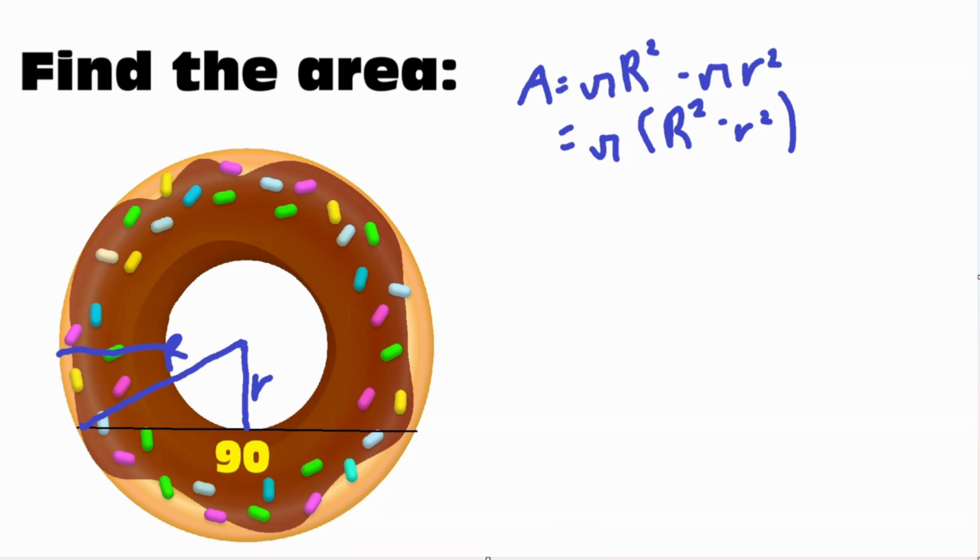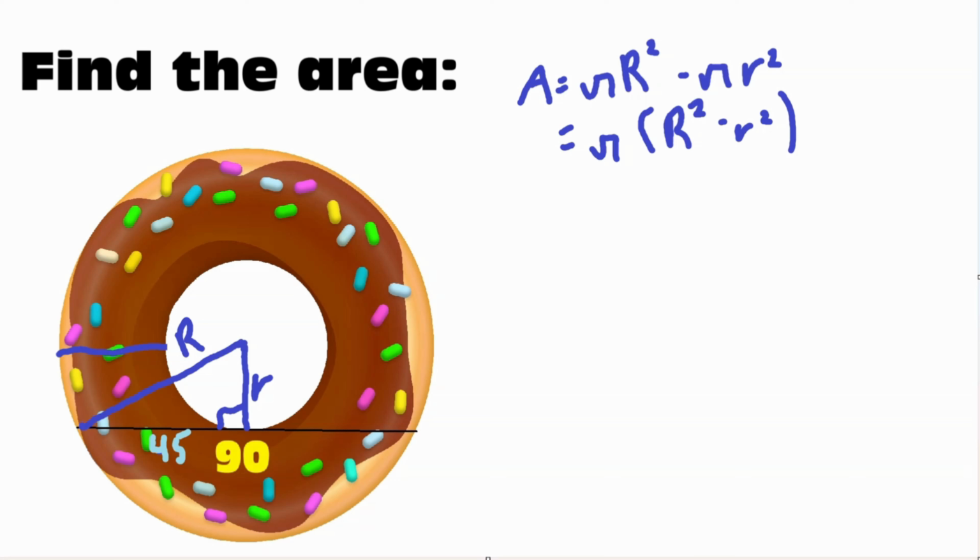And now we see that since this line is perpendicular with the small r, we have a right angle here. And since we have a right angle here, that means we have a right triangle here. And this perpendicular line goes right through the middle of this line that has a length of 90. So that means that this bottom part length is 45, okay?